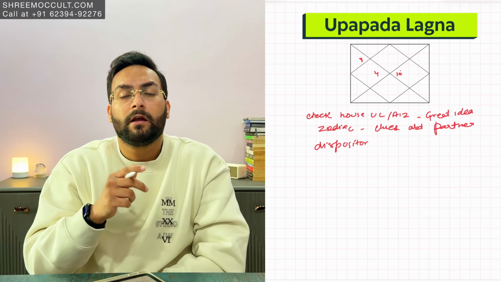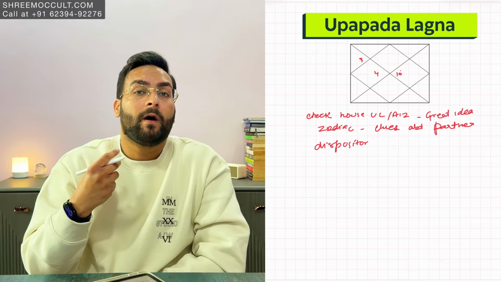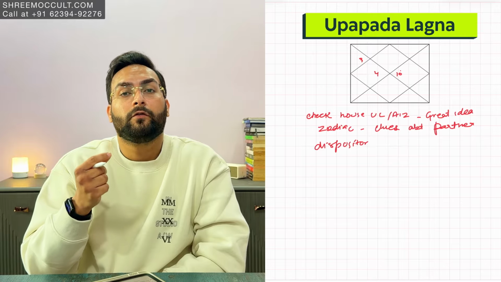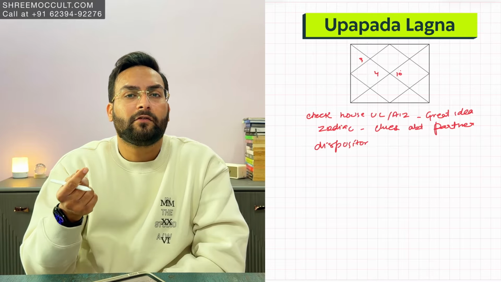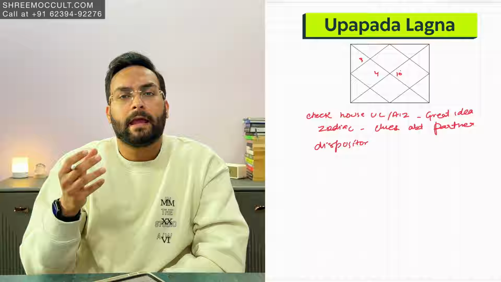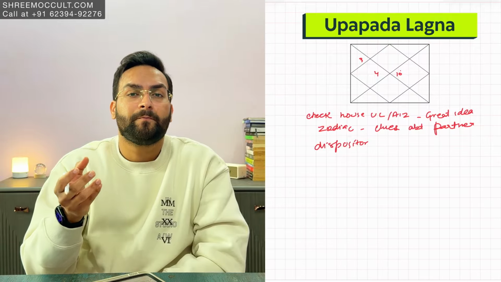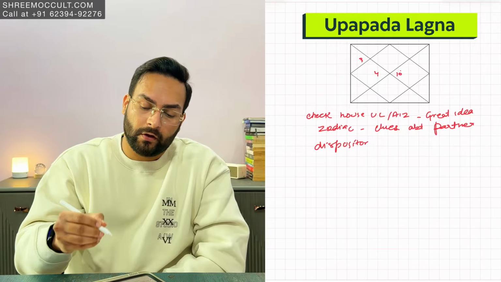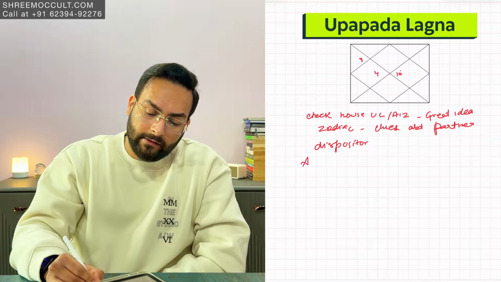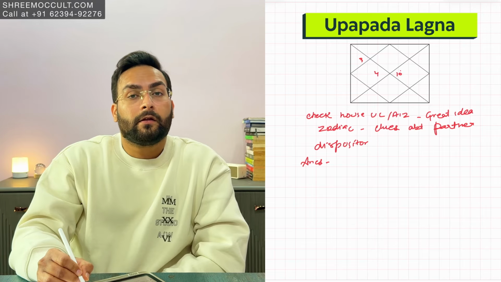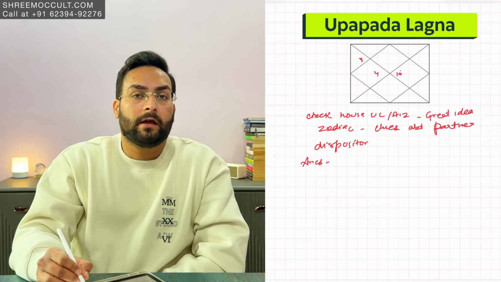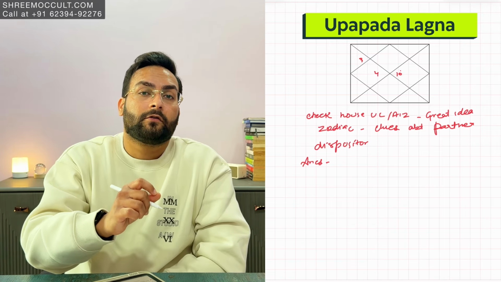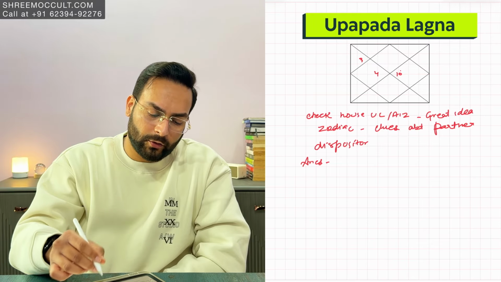You can look that up now, but we can go via zodiacs also, like which zodiac is placed over there. Whether it is Aries, Taurus, Capricorn, Leo, we'll go one by one so you can form a very good picture for yourself. Now, if Aries is your Upapada Lagna, meaning your Upapada Lagna is situated in Aries sign, what is going to be the result?